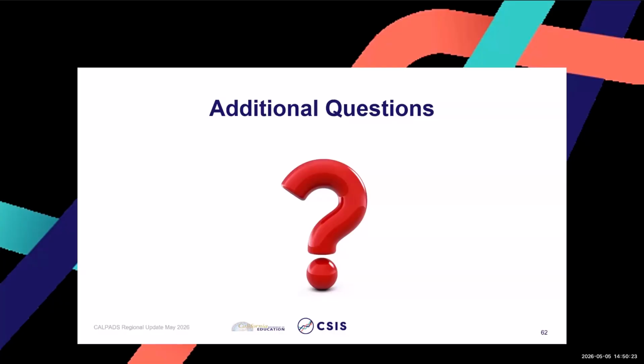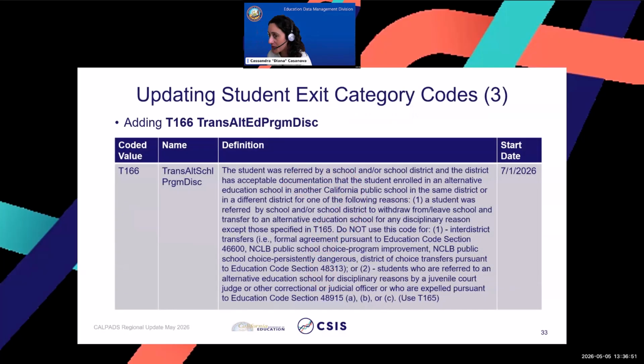Let's go back there. That is tricky because it does require that specificity. So how I would think about this at a high level, in a quick sentence: you're using this code for students that are transferring to alternative schools for disciplinary reasons, except for disciplinary reasons in Education Code Section 48915 A, B, or C. That's when you'll use T165. And there are other scenarios where you would not use this code, and that's when you see those interdistrict transfers, the NCLB public school choice. I think the details are in there because we really want to be very surgical with how you're thinking about using this exit code.